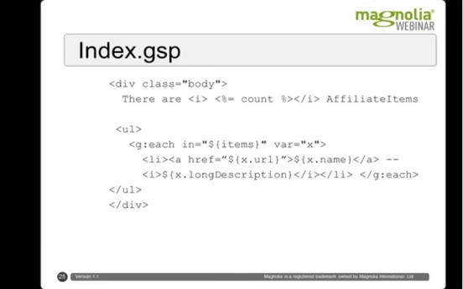Now, let me show you the index.jsp. This is going to be the template that we're going to use to display everything. Okay, and this is going to be the template that Magnolia is going to find, and it's going to be the one that's going to be in that demo pages, etc.